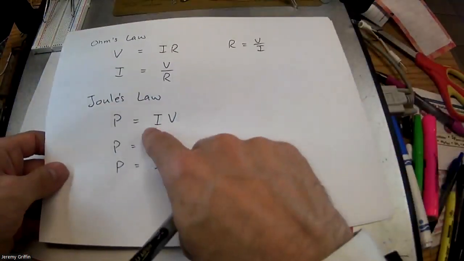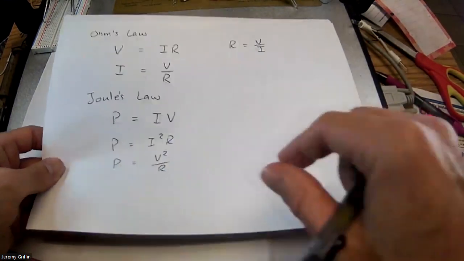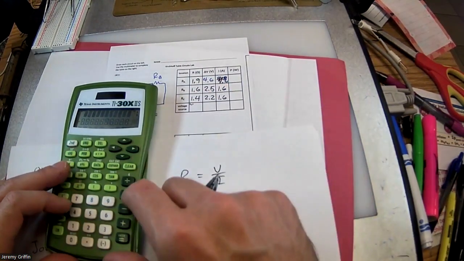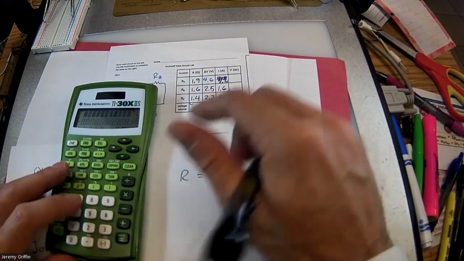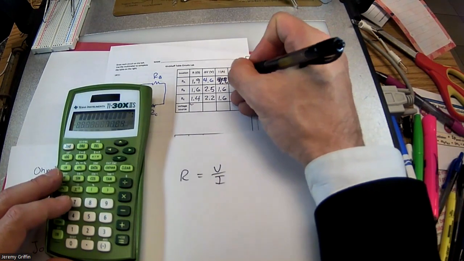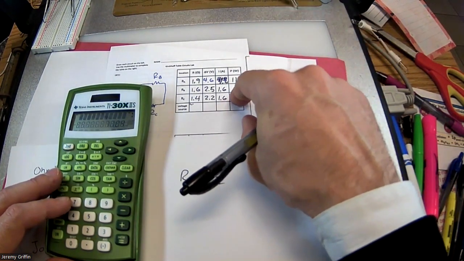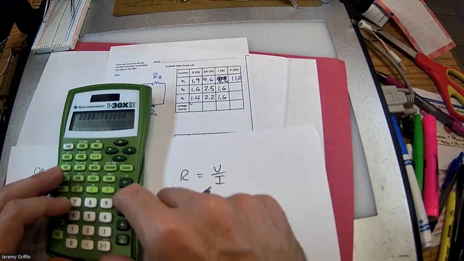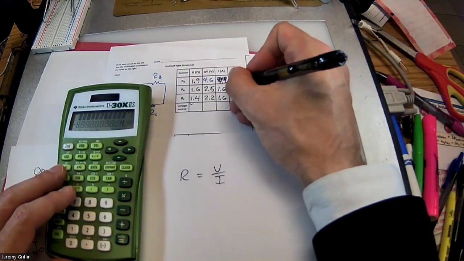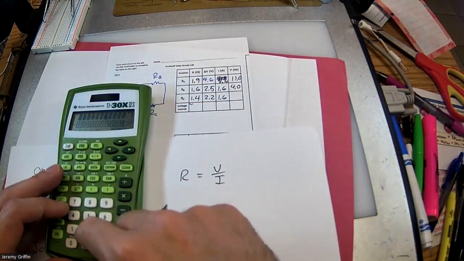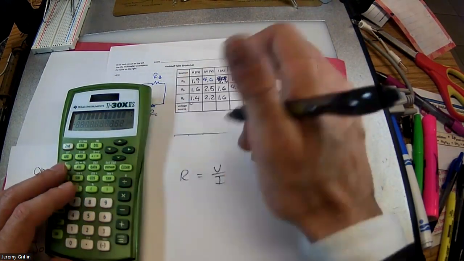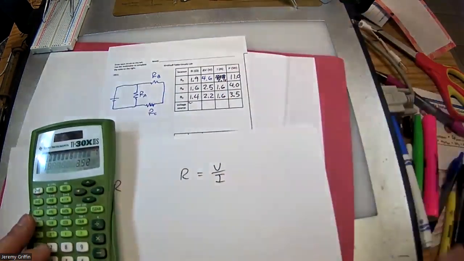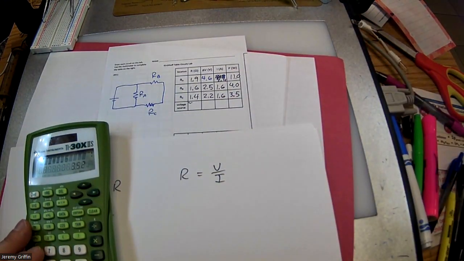And then what about the power? So Joule's law, I could do P equals IV. I could also do the other two forms, but let's just do I times V. So 4.6 volts times 2.4 amps gives me 11 watts, 11.0. Right beneath it, 2.5 times 1.6, I'm looking at 4.0 watts. And then 2.2 times 1.6 is 3.5 watts. All those numbers look reasonable so far. Is that okay so far?